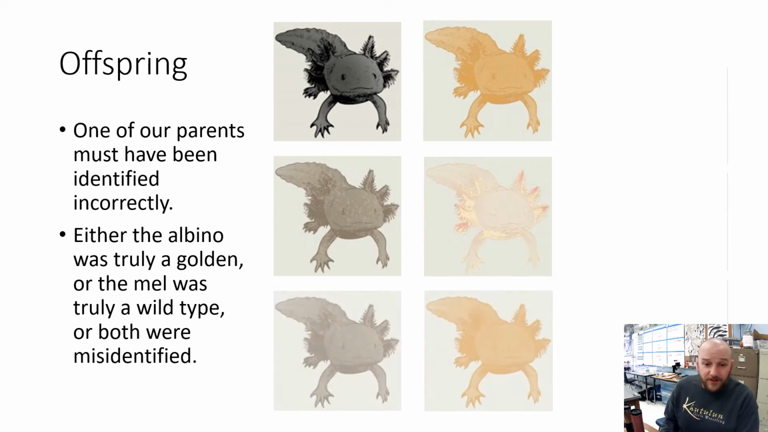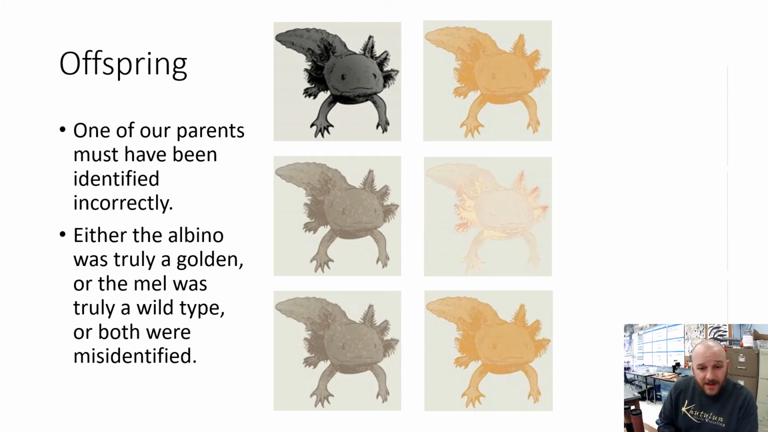Now, the third option is we could have misidentified both. We could have had a wild type male and a golden albino female, assuming we weren't completely off and had both of the parents wrong on some level, where the melanin was off and the erythrophores were off. These are the 3 reasonable mistakes we could have made. It's possible to mistake a melanistic for a wild type and possible to mistake a golden for an albino. It's pretty hard to mistake an albino for a melanistic or something.